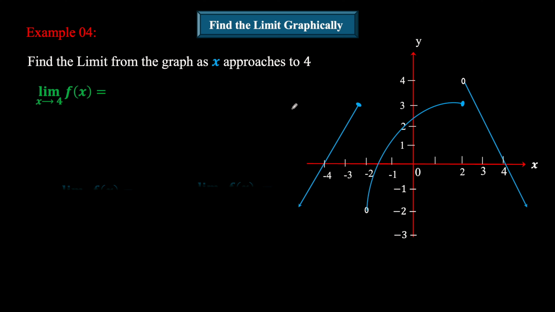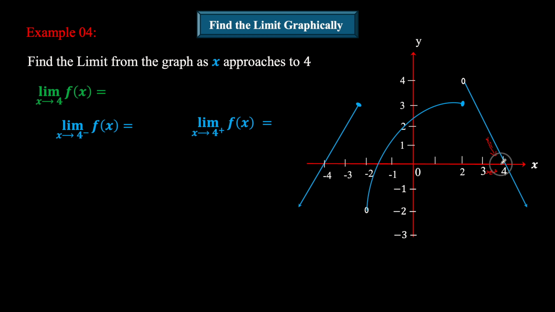So we do the same steps, nothing changed, okay? We do the same steps. X will approach from the left side. Limit x is approaching number 4 from the left side. So x approaches number 4 from the left side. So we are coming from here, you see.